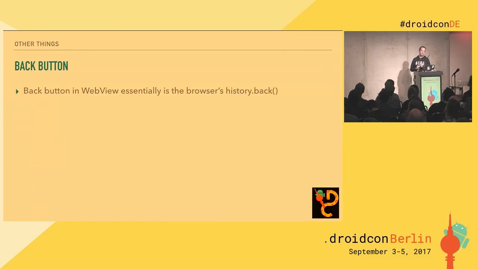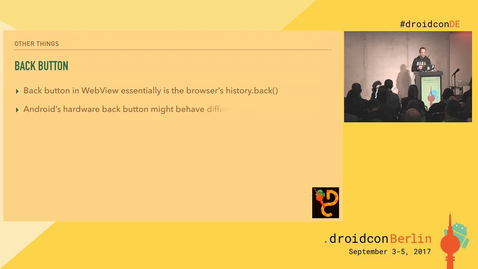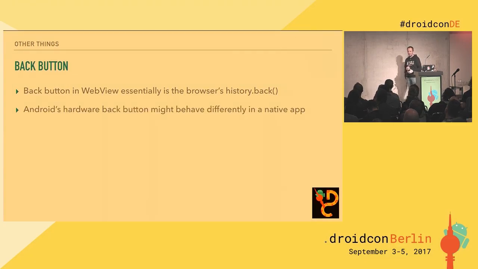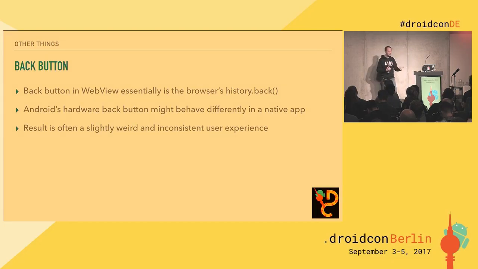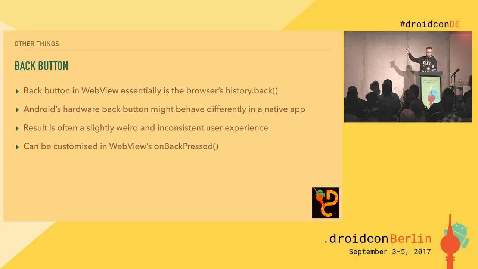Back button is another thing. Back button in a WebView normally takes you back like history back in a browser. But Android's back button behavior might be totally different in a native app. So quite often the result is weird unless you override the WebView's back button behavior with custom logic. And there's a function for that, onBackPressed, where you can deal with all that stuff.